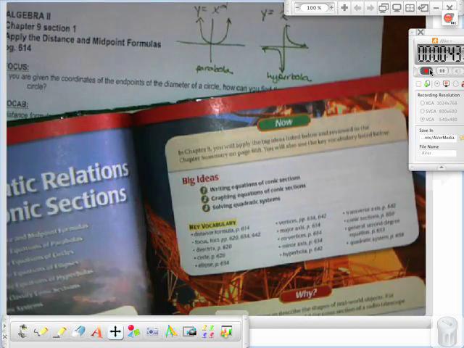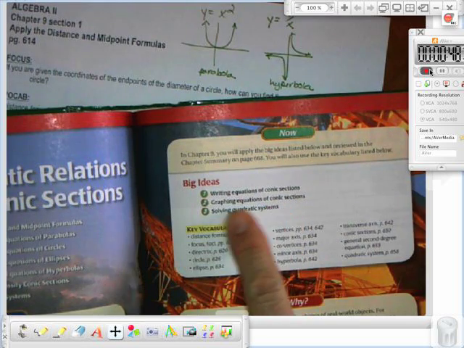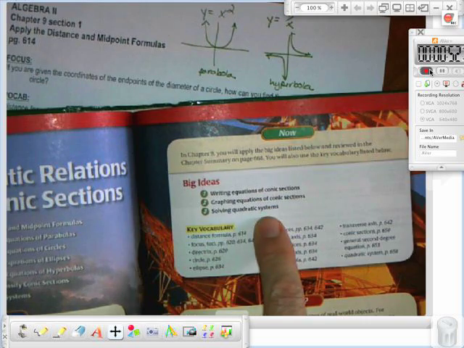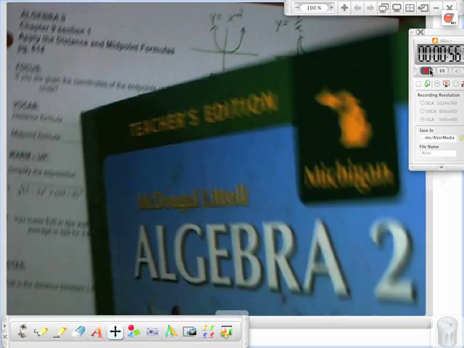Let's take a look at the big ideas here. Writing equations of conic sections, and I'll tell you what those are when we get to that. Graphing equations of conic sections, and solving quadratic systems. So let's just jump right into Chapter 9 Section 9.1 here.